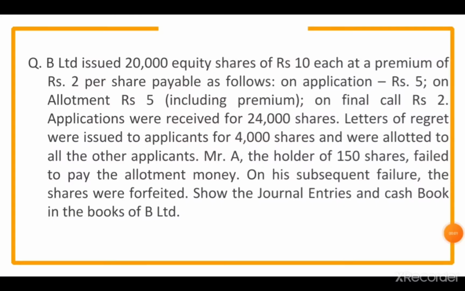Let's look at another question. B Limited issued 20,000 equity shares of rupees 10 each at a premium of rupees 2 per share payable as follows. On application rupees 5, on allotment rupees 5 including premium, on final call rupees 2. Applications were received for 24,000 shares. Letters of regret were issued to applicants for 4,000 shares and shares were allotted to all the other applicants. Mr. A, the holder of 150 shares, failed to pay the allotment money. On his subsequent failure, the shares were forfeited. Show the journal entries and cash book in the books of B Limited.